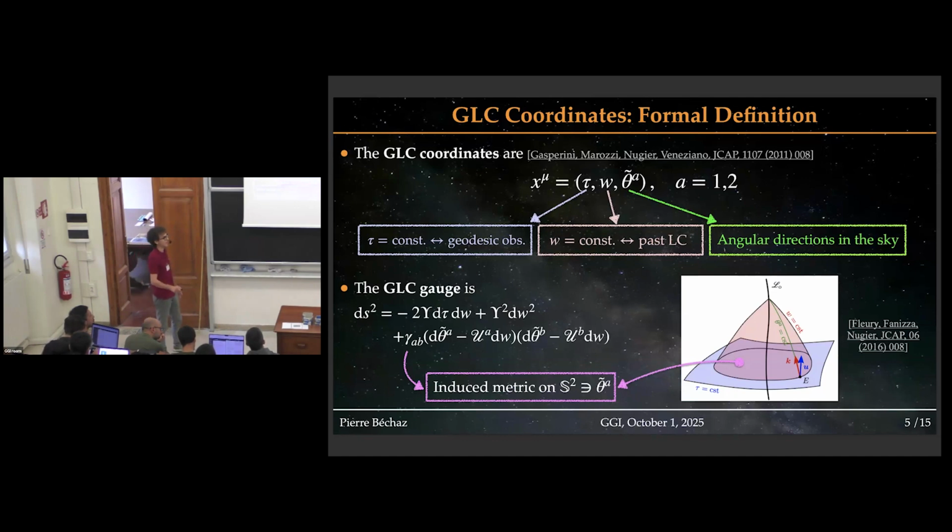And it turns out, as people have shown in a bottom-up approach in this paper, that the only metric which is compatible with this kind of requirement is the GLC gauge, where epsilon and U^a are some given functions of space-time coordinates, and gamma_ab is the induced metric on the space given by the intersection between these two hypersurfaces. And you can prove that this is diffeomorphic to a two-sphere parameterized with your angles.